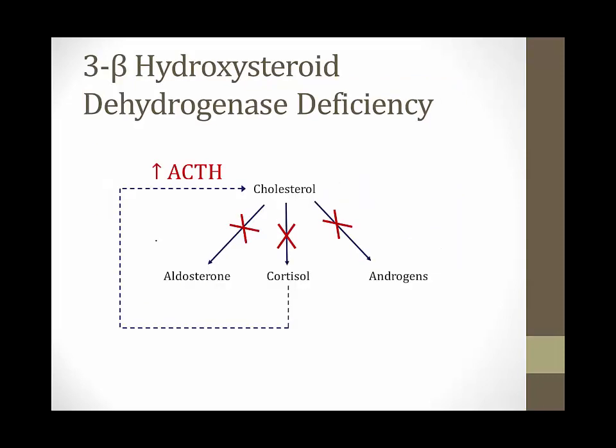The last adrenal hyperplasia is a 3-beta hydroxysteroid dehydrogenase deficiency. In this disorder, children cannot make aldosterone, cortisol, or androgens. This is very, very rare, and I'm not even going to go through all the clinical characteristics. You can figure them out yourself if you know which hormones are deficient.